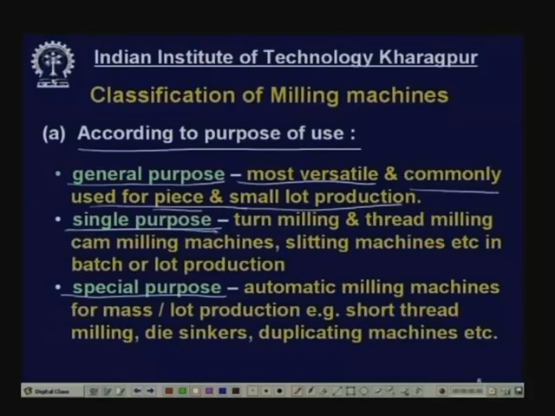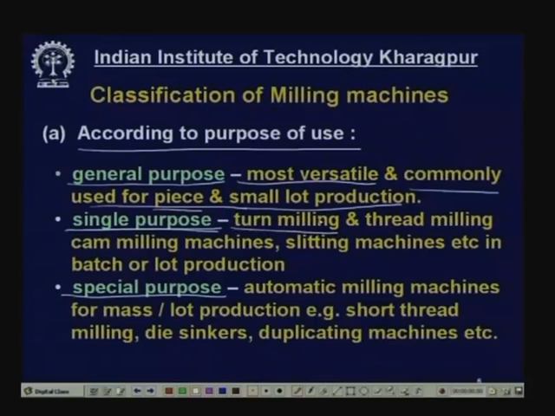Now, single purpose: only one kind of operation is done repeatedly, say only turn milling, only thread cutting by milling cutter, or only producing cams by cam milling cutter, or slitting, say parting only. So this is single purpose; these are semi-automatic and used for small lot production or batch production.